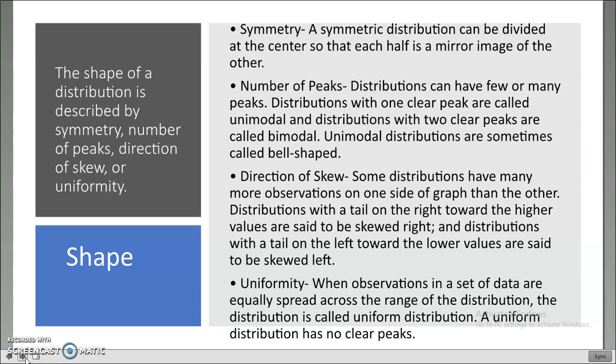Uniformity. When observations in a set of data are equally spread across the range of the distribution, it is called a uniform distribution. A uniform distribution has no clear peaks, and we will look at some examples.